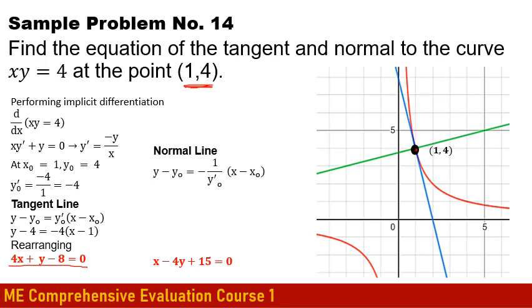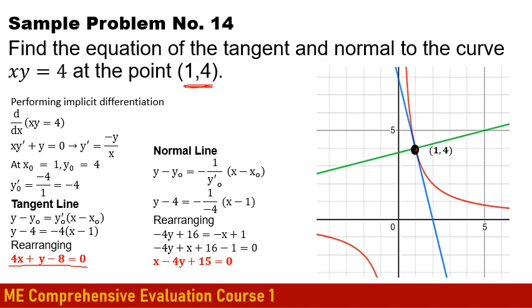For the normal line, that is just y minus y sub 0 equals negative 1 over y prime sub 0 multiplied by x minus x sub 0. Substituting the value of y prime sub 0 and also the values of x sub 0 and y sub 0, and simplifying and rearranging, we get the equation x minus 4y plus 15 equals 0. So we were able to get the equation for the tangent and also the equation for the normal to this hyperbola at the point (1, 4).